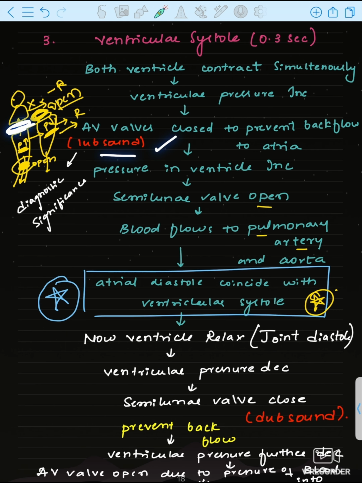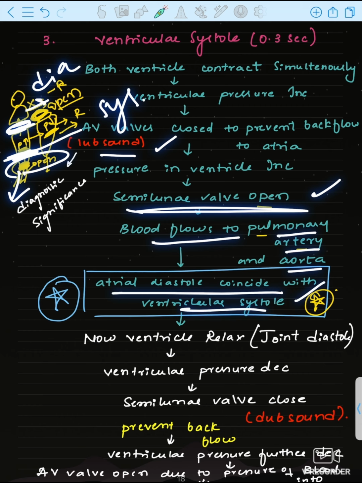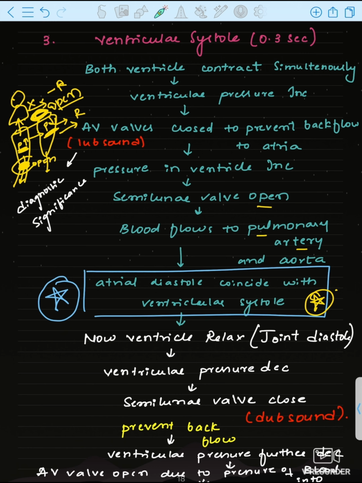Now this is closed and pressure in the ventricle will still increase. That's why the semilunar valve will open and blood flow to the pulmonary artery and aorta will occur. Now what is the important statement? Atrial diastole and ventricular systole coincide. In this ventricular systole stage, atrial diastole also occurs and they coincide. Now contraction of the ventricle is over because blood flow has occurred. Now the ventricles will relax, and pressure decreases.